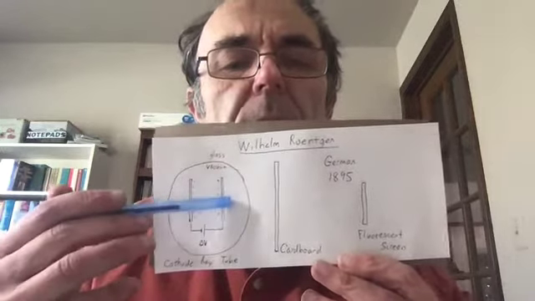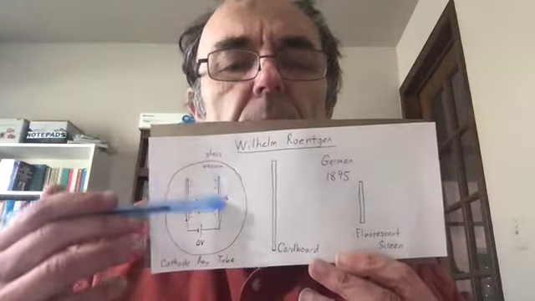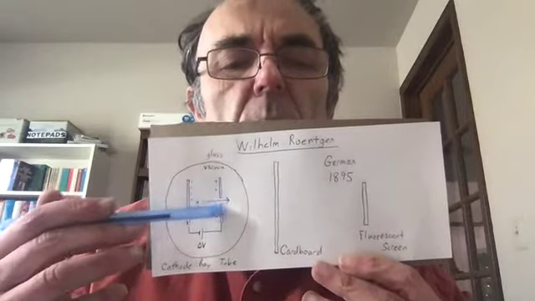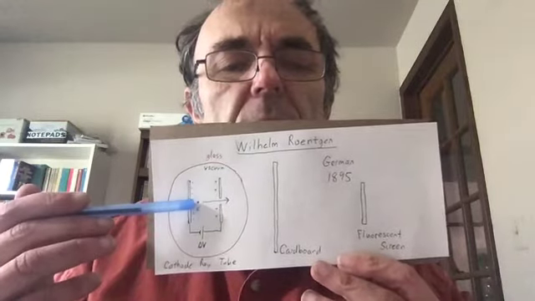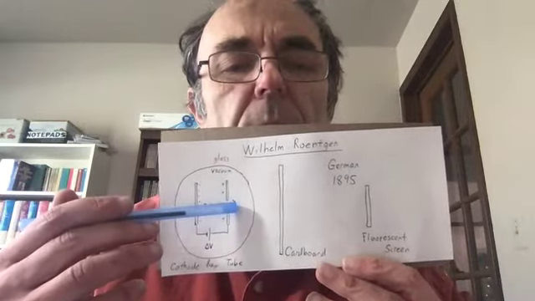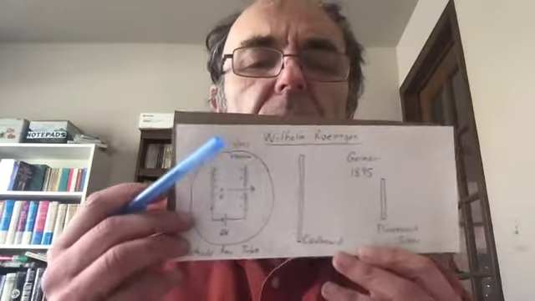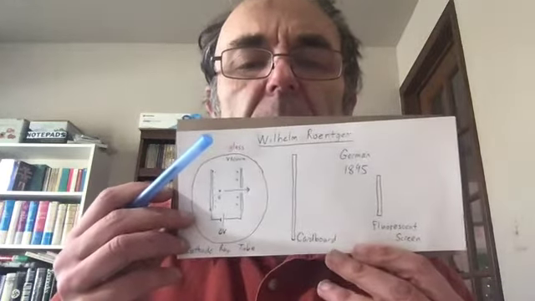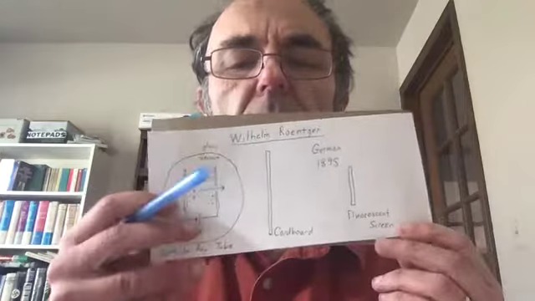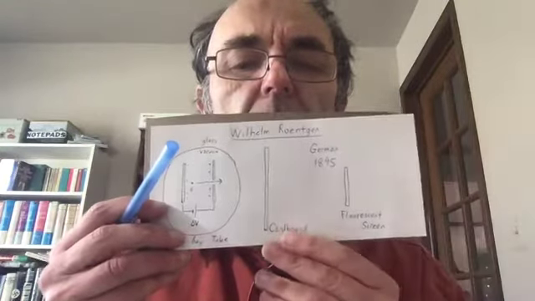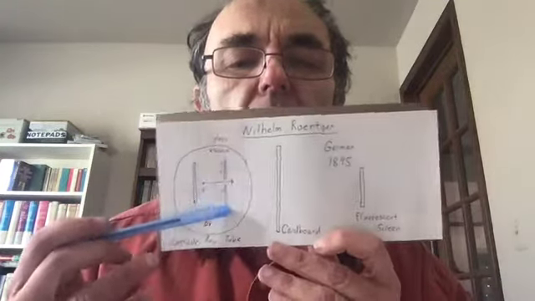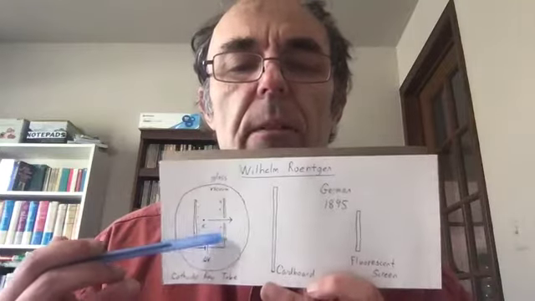And normally it would accelerate over here and hit the positive plate. However, there is a hole in the positive plate, so some of the electrons that are going straight at that hole will pass through. And what you've created is a very high energetic beam of electrons. So the cathode ray tube allowed you to get an energetic beam of electrons. And that's what Röntgen was initially studying.